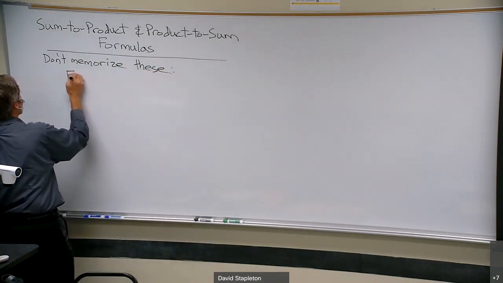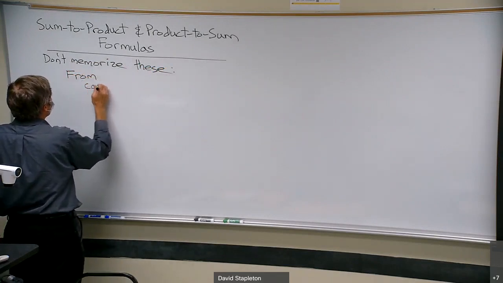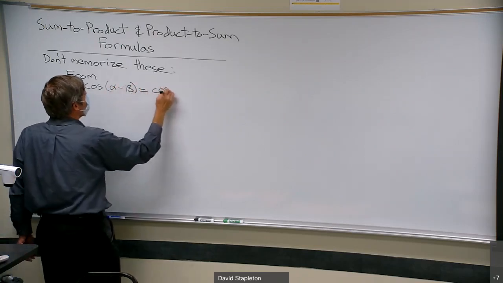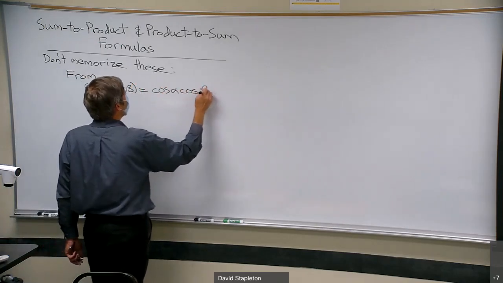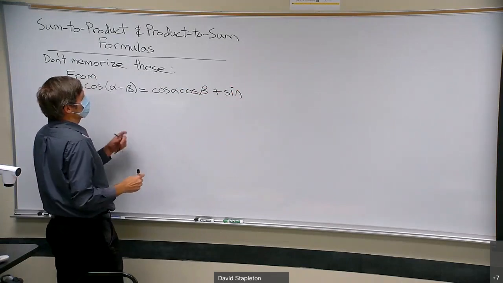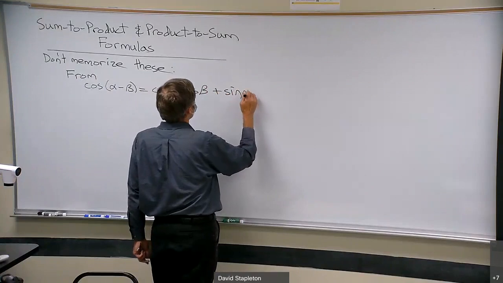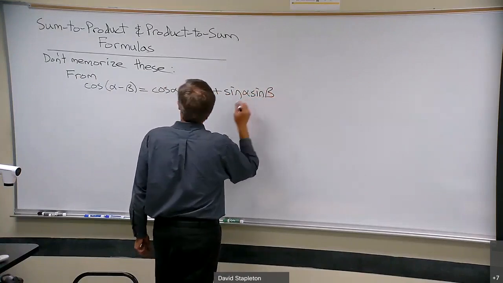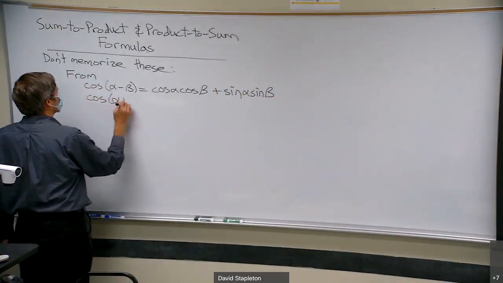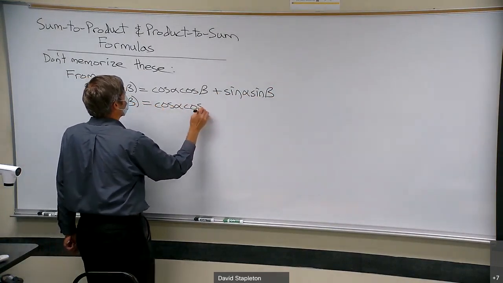We'll say the first derivation comes from our cosine alpha minus beta, cosine cosine plus sine sine. Remember with cosine, the difference formula minus goes with plus. And then we have a very similar looking sum formula. Cosine of alpha plus beta is cosine cosine minus sine sine.